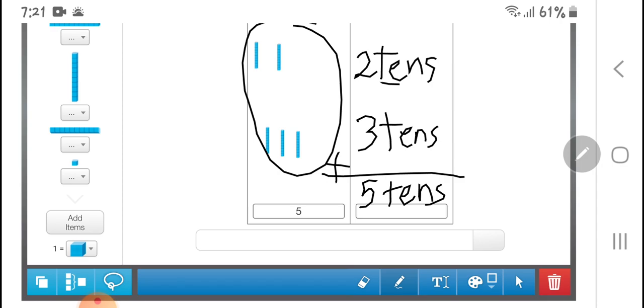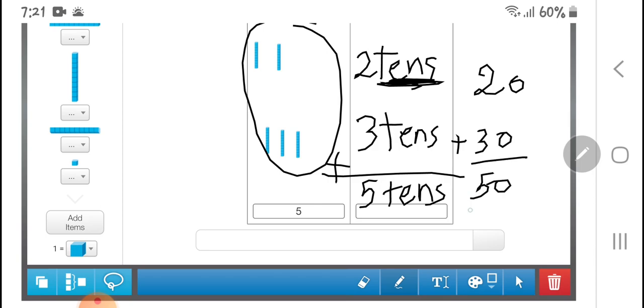Remember, I can remove the word tens and put what? 0. Because 10 has 1 zero. So it will be 20. You see, I removed the word tens. 20 plus 30 equals 50. Okay, so the answer is 50. It's very easy.